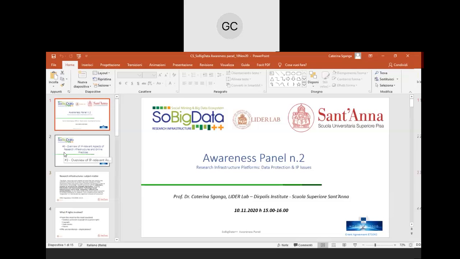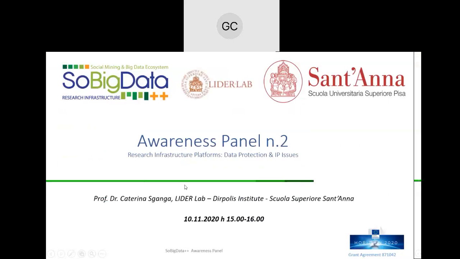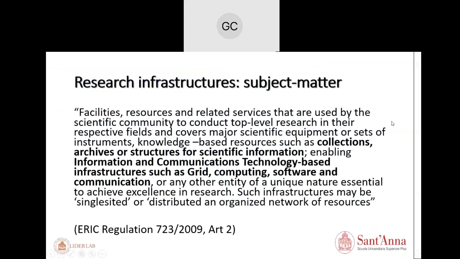My task in the next 10 minutes is to give you a very brief overview of IP-relevant aspects of research infrastructure and online practices. I will keep my presentation very basic, taking for granted that you are not experts of IP, but you are experts of research infrastructure. So I just want to give you ideas of what problems we may face, or things we need to take care of, when we deal with research infrastructures IP-wise, both as owners and as potential users of research infrastructure.